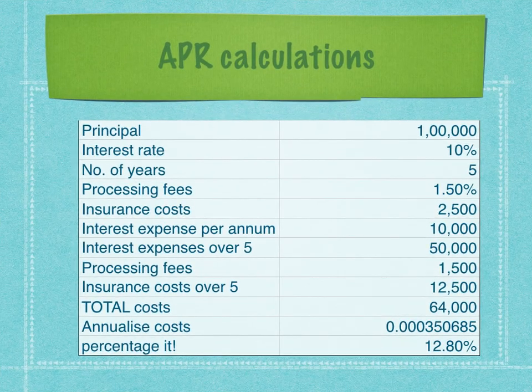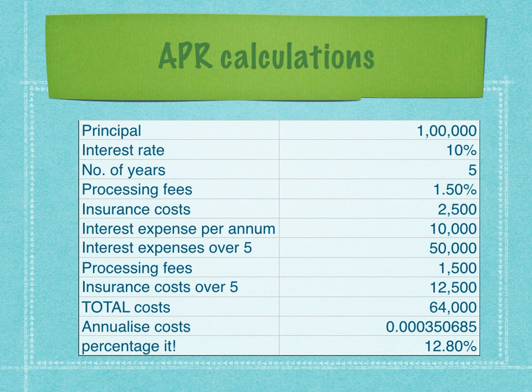The first item over here is the principal amount, which is 1 lakh, 100,000. The interest rate is 10%. This data point is given to us. The number of years is 5 years. The fourth is 1.5%. As already mentioned to you, it's a one-time expenditure. The insurance costs is 2,500, which is repeated every year. Now let's calculate the APR.